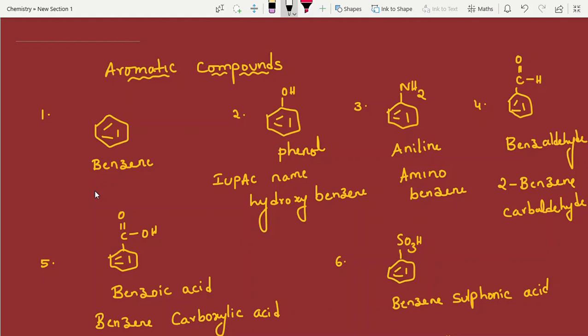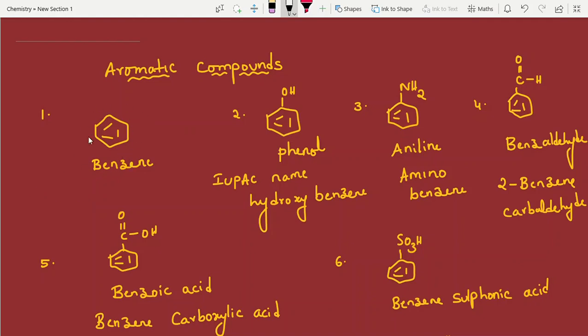Now let's begin with some of the most important compounds, which we use frequently in examinations, and when you are in first year these questions are also asked, especially in advanced programs. What is phenol and aniline? Aniline, what is the IUPAC name? Phenol IUPAC name, benzaldehyde IUPAC name. For that I am explaining all these compounds to you.